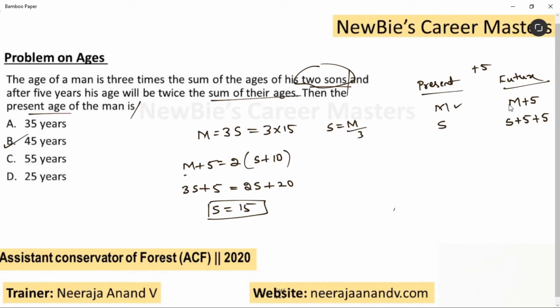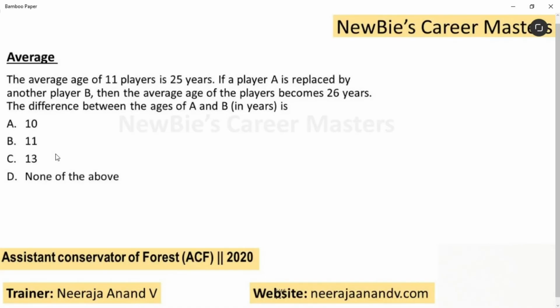Okay? Yes. We'll continue. The question that we are solving is from average topic. Okay. Let's read the question. The average age of the 11 players is 25 years. If a player A is replaced by another player B, okay, then the average age of the players become 26 years. The difference between the ages of A and B is very simple, newbies.